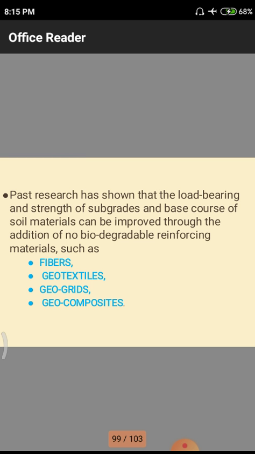Some of the past research has shown that load bearing and strength of subgrades and base courses of the soil materials are different structural properties. First of all, load bearing capacity is a structural property. It entirely depends upon the properties of the material involved in the soil, so the total arrangement of the particles also affects the load bearing capacity. If the particles are well arranged, load bearing is very high. If there is no proper bond between the particles, load bearing is very low.